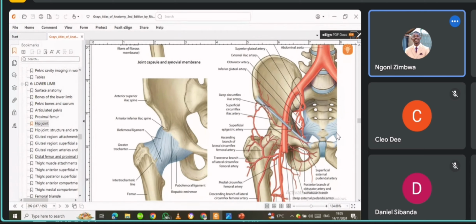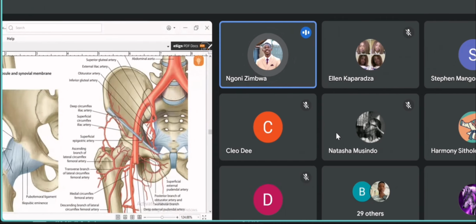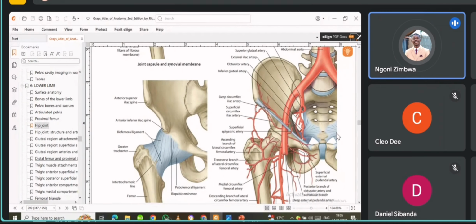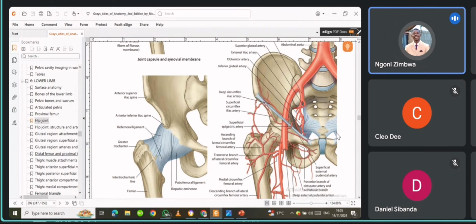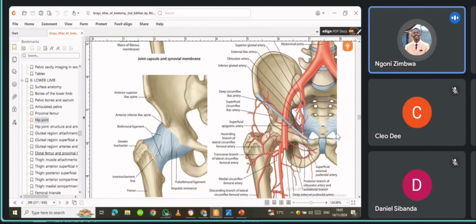The extensor group is more powerful than the flexor group. So those muscles that extend are more powerful than those that flex. I think that one is noted. All right, so let's go to adduction.